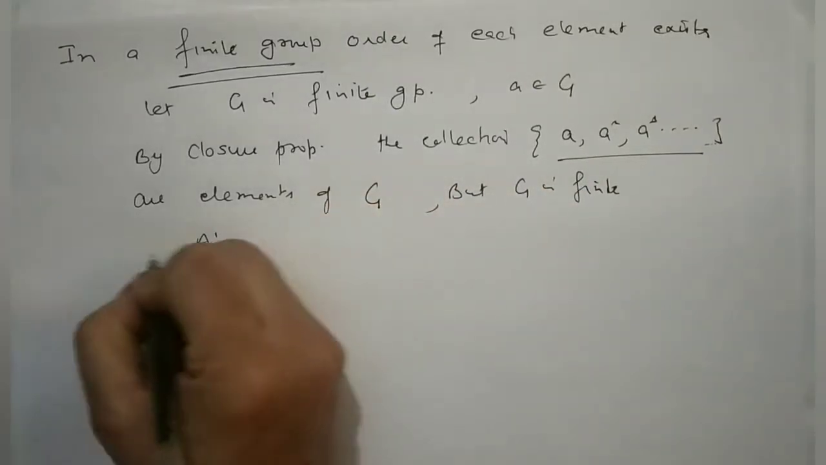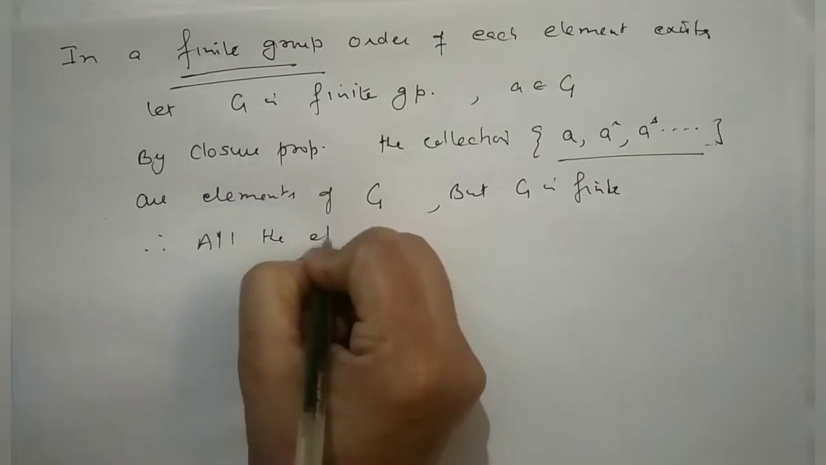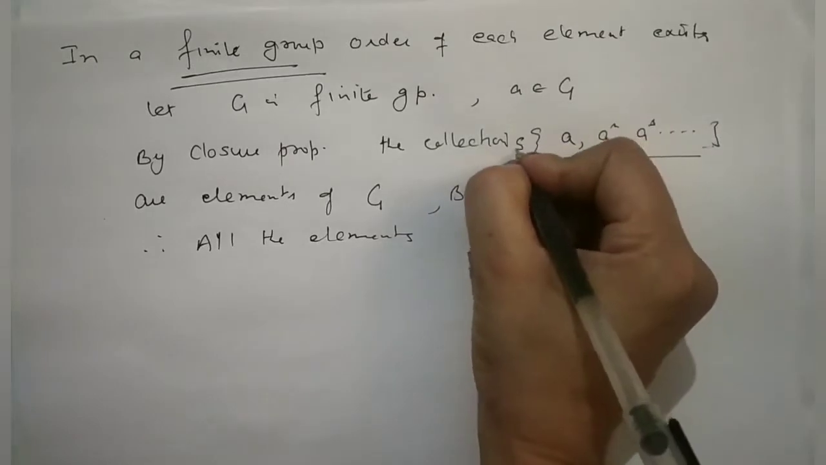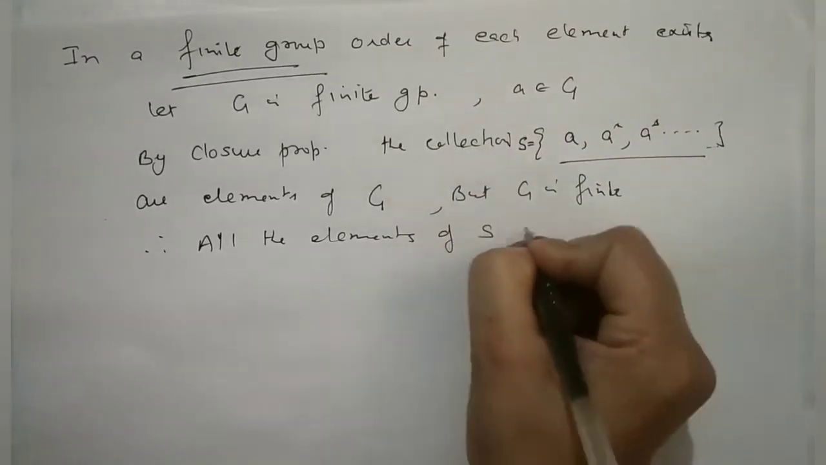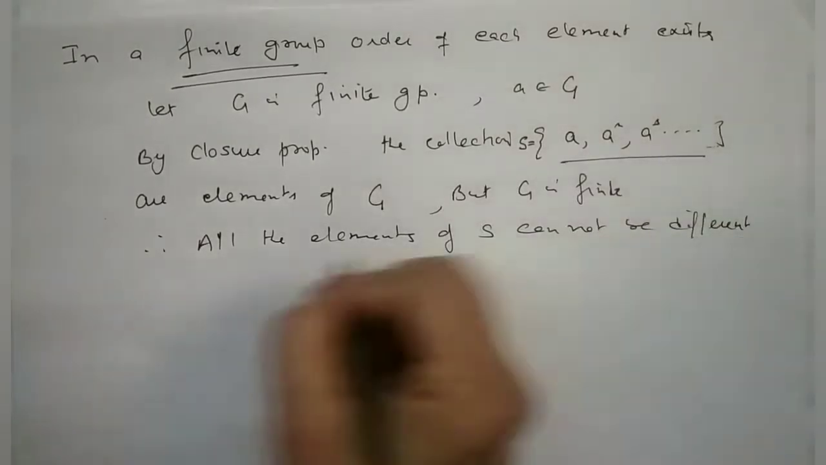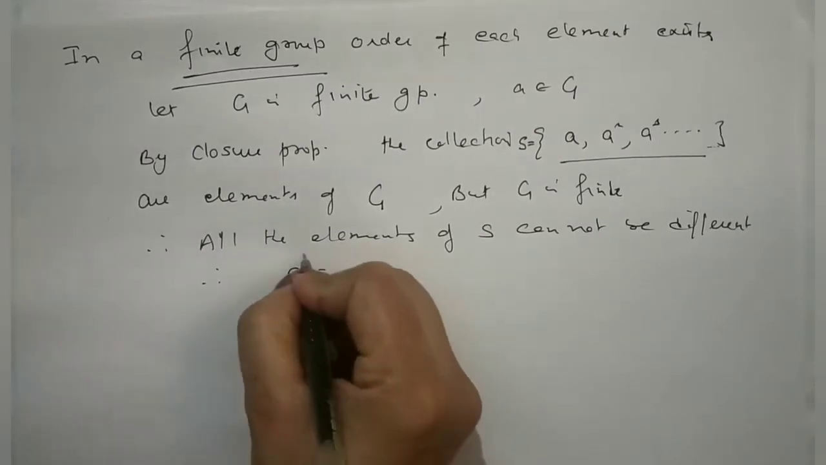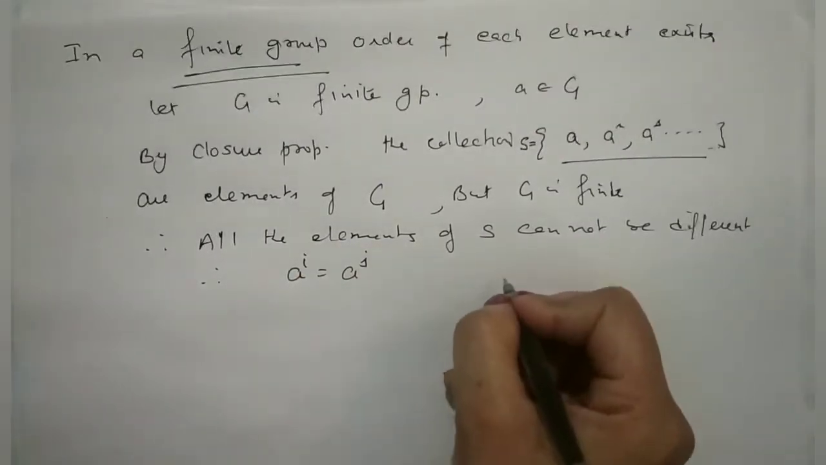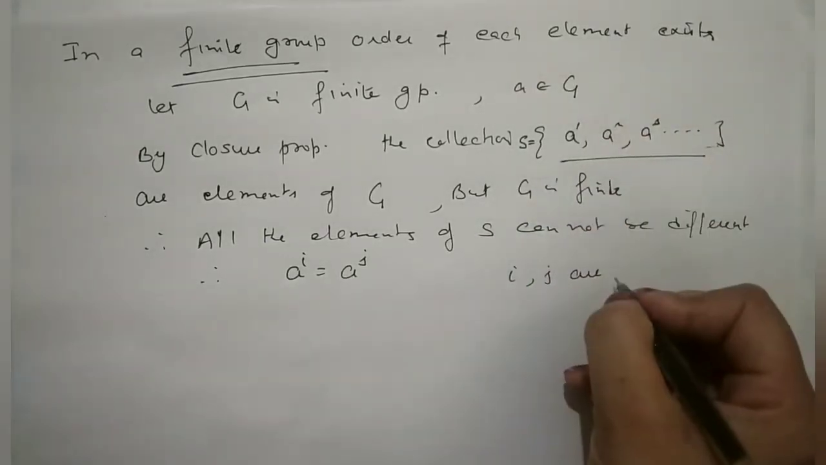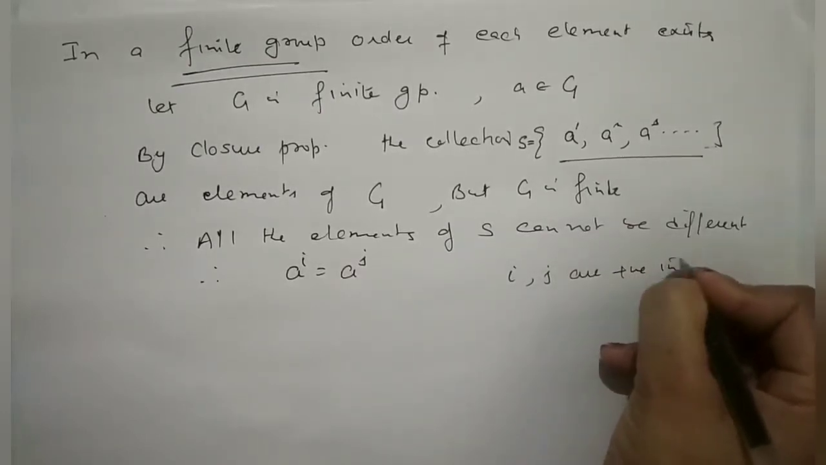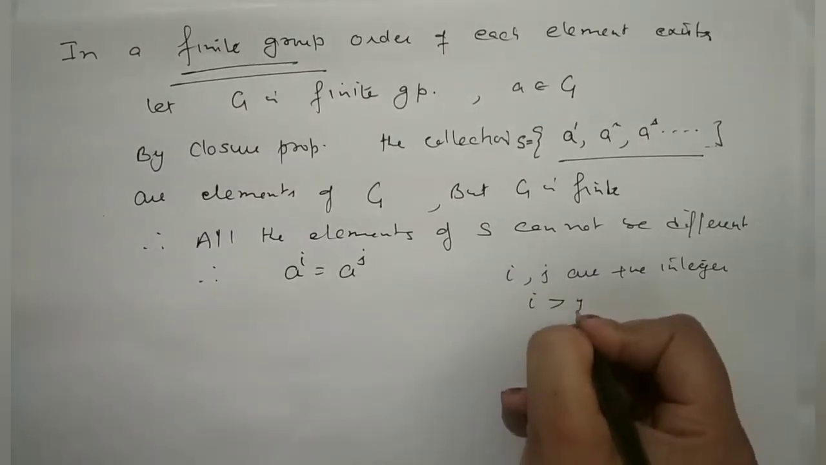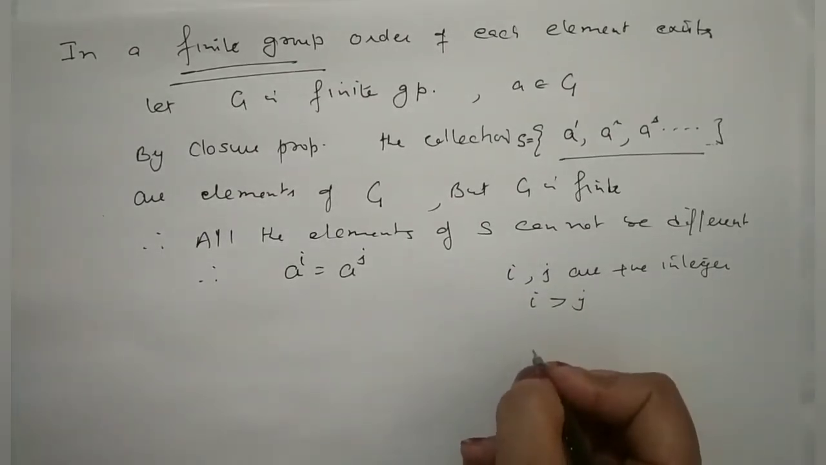Therefore, this collection, name it as S, its elements cannot be different. Therefore, there exist some powers which are the same, a raised to power i equals a raised to power j, for some i and j. You can say i and j are positive because all the powers are positive integers. Because these are two positive integers, we can have one greater than the other. Let i be greater than j.